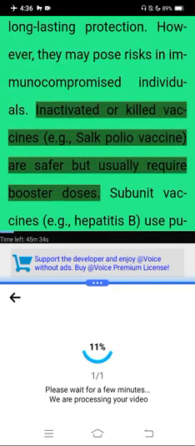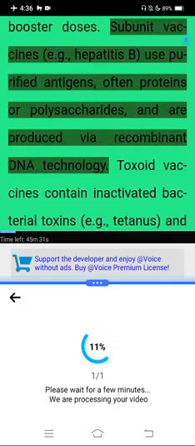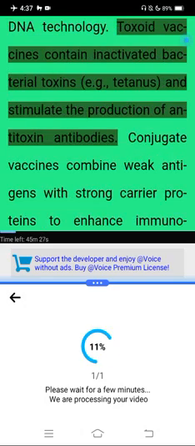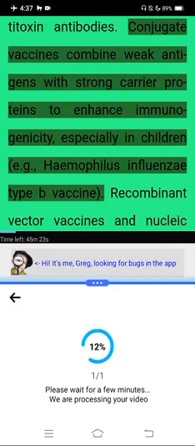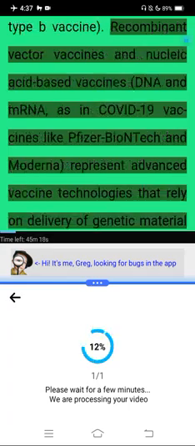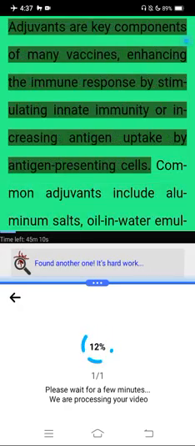Inactivated or killed vaccines, e.g., Salk polio vaccine, are safer but usually require booster doses. Subunit vaccines, e.g., hepatitis B, use purified antigens, often proteins or polysaccharides, and are produced via recombinant DNA technology. Toxoid vaccines contain inactivated bacterial toxins, e.g., tetanus, and stimulate the production of antitoxin antibodies. Conjugate vaccines combine weak antigens with strong carrier proteins to enhance immunogenicity, especially in children, e.g., Haemophilus influenzae type B vaccine. Recombinant vector vaccines and nucleic acid-based vaccines, DNA and mRNA, as in COVID-19 vaccines like Pfizer-BioNTech and Moderna, represent advanced vaccine technologies that rely on delivery of genetic material encoding pathogen-specific antigens.